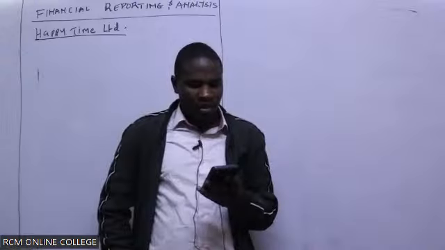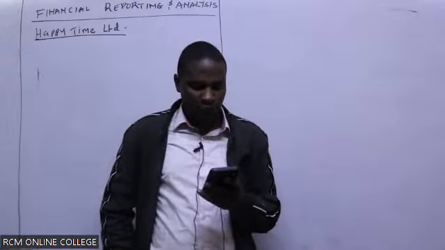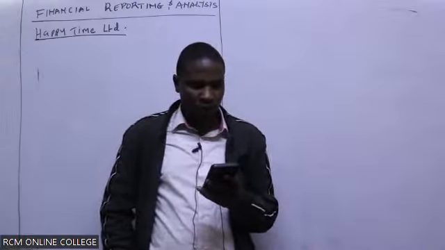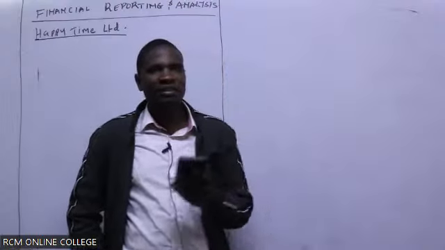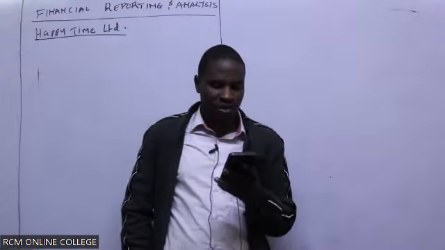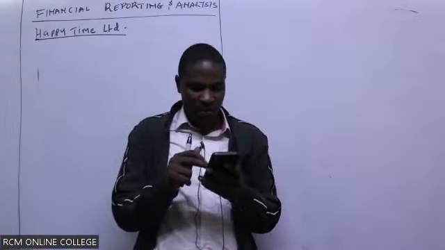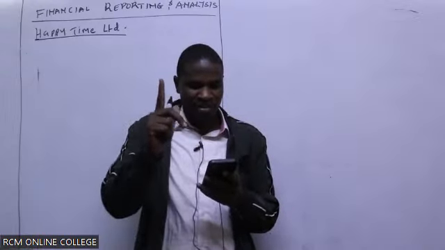All right. The examiner still gave you a statement of financial position as at the same date, that is June 2017. You can see what we have there. We have for year 2017, 2016.